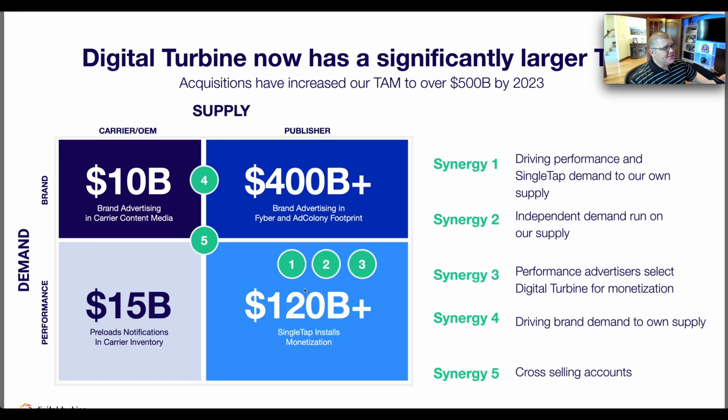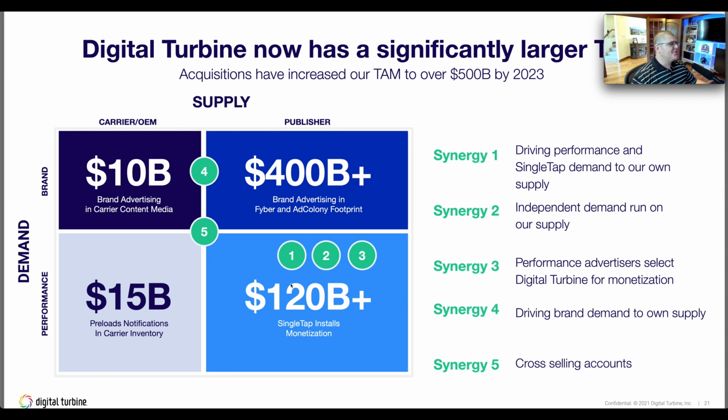You know, they're really driving the TAM home. Digital Turbine has a significantly larger TAM. Acquisitions increase our TAM to over $500 billion by 2023. Talking about all the different synergies here: the publisher, the carrier, OEM. Really good slides. Really helps you understand how large the opportunity is for a company like Digital Turbine.